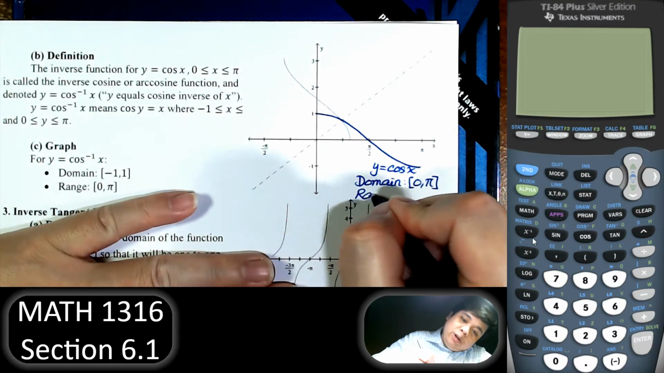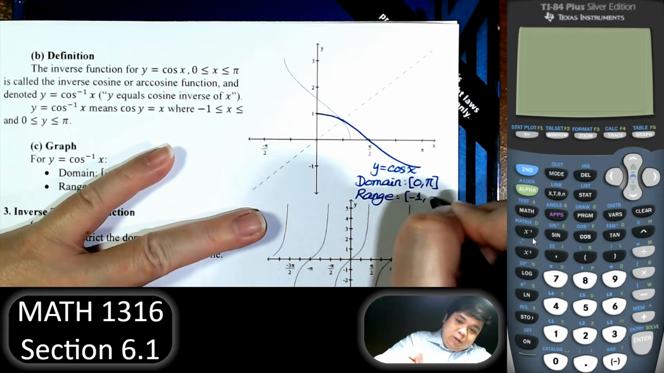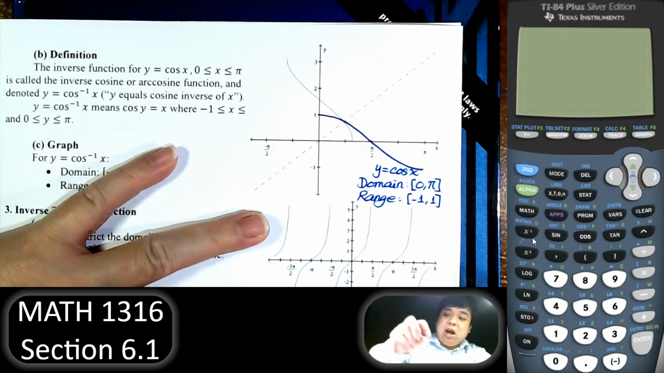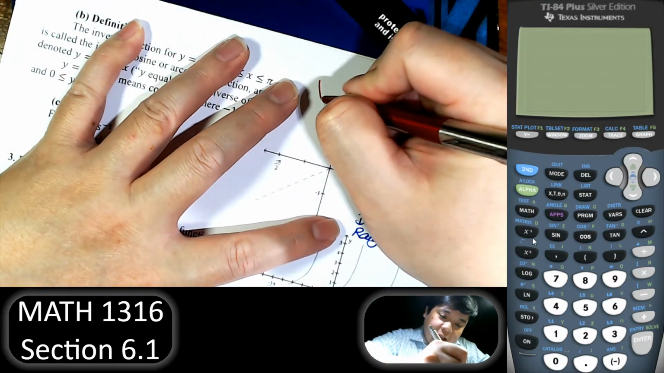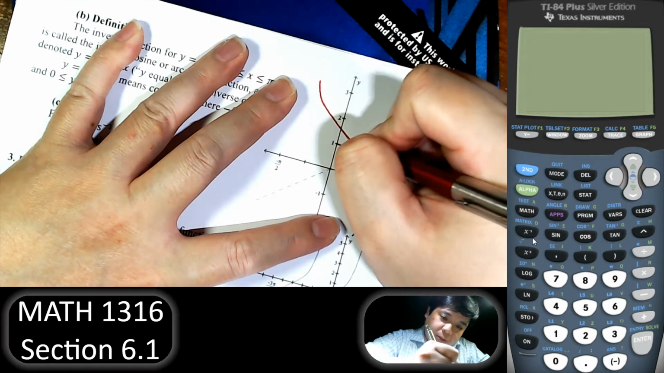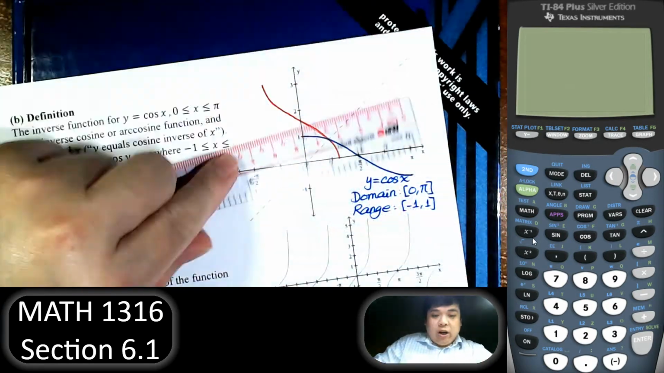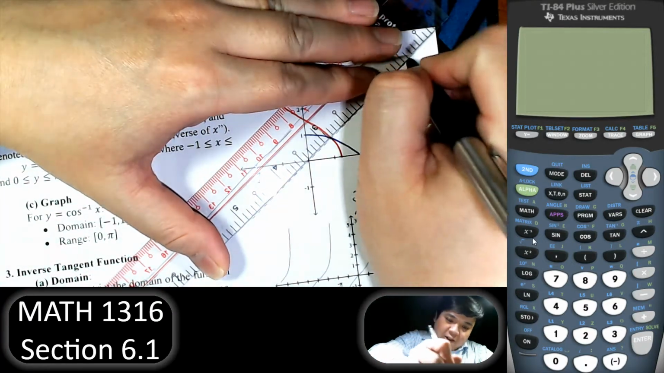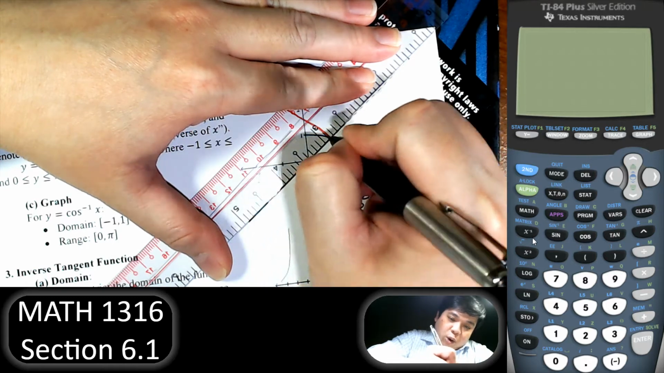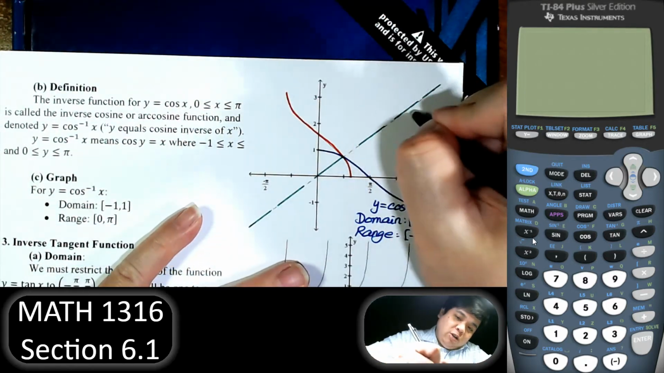The range for cosine is negative 1 to 1. And so that is for the cosine. And the inverse, the graph will be like this if we graph it, because it is symmetric on the line y equal to x. Because when we interchange x and y, we should have symmetry on the line y equal to x.